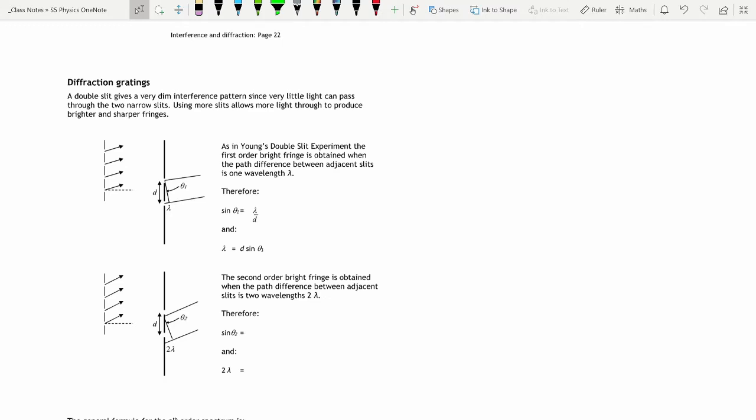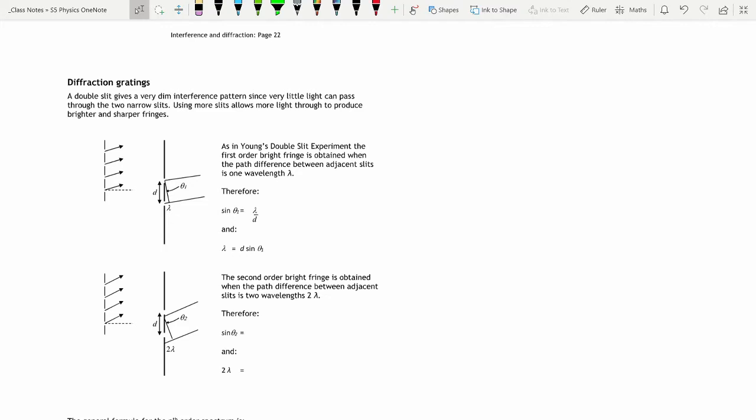Okay, something related but slightly different is diffraction gratings. So far we've just looked at things going through a double slit, so two pieces of waves. It could be coming from one source, but then getting split into two by looking through two slits. A double slit gives a very dim interference pattern, since very little light can pass through the two narrow slits. Using more slits allows more light through to produce brighter and sharper fringes.